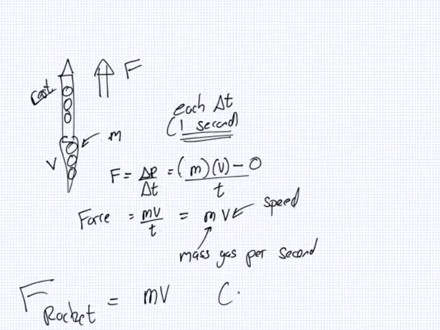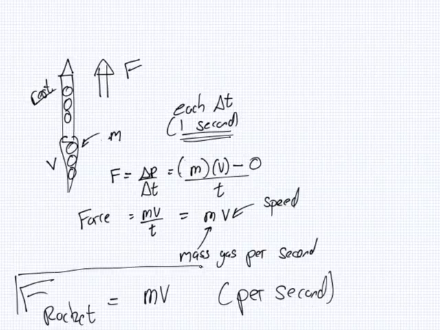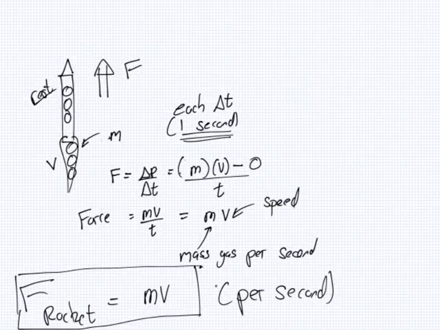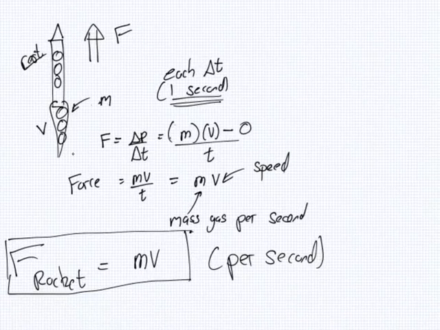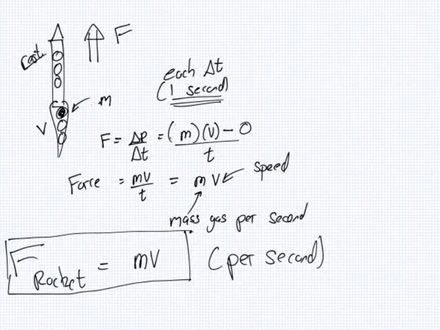And it's very important that these are in units of per second, because there should be a t here, but it's usually 1. Because nobody says 10 kilograms per 2 seconds. It's always per second. So this is a simple but very useful formula. If you know how much gas comes out per second and how fast the gas comes out, then you know the force that lifts the rocket. Okay, so I'd like you to write this down, please, and then we'll have a look at some examples.